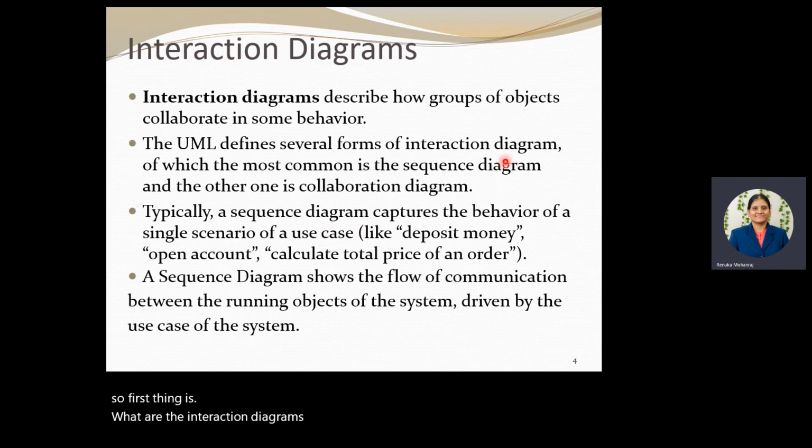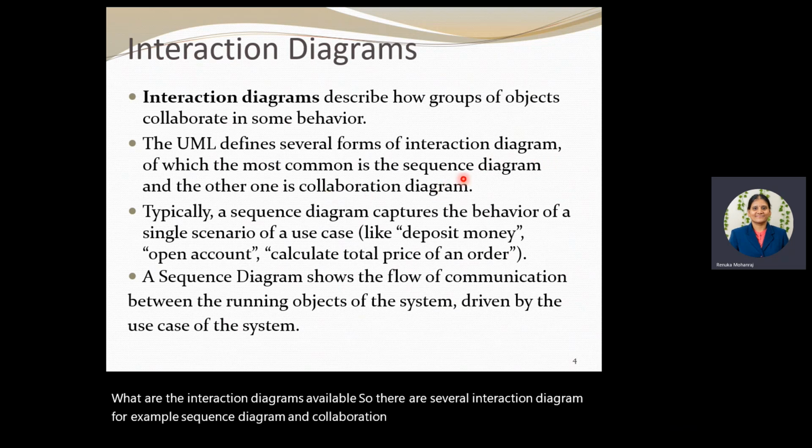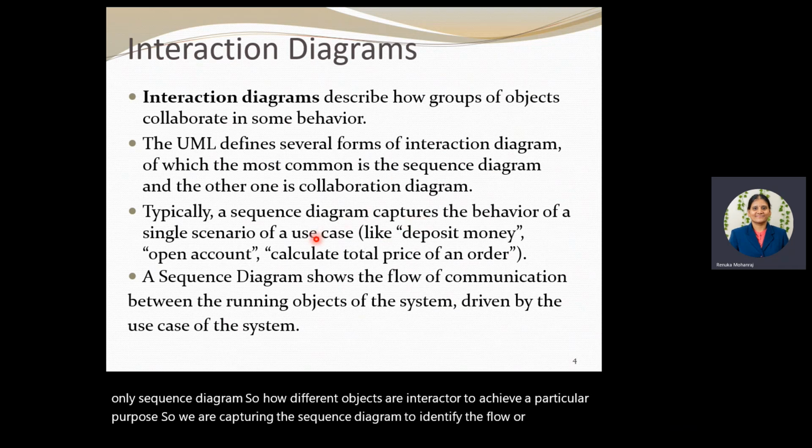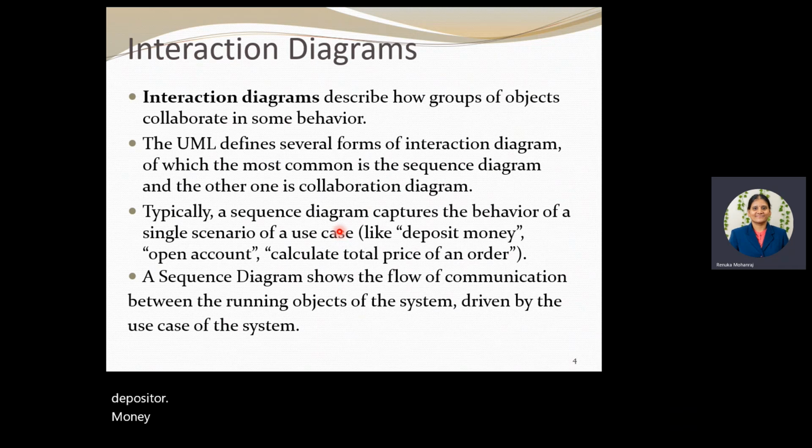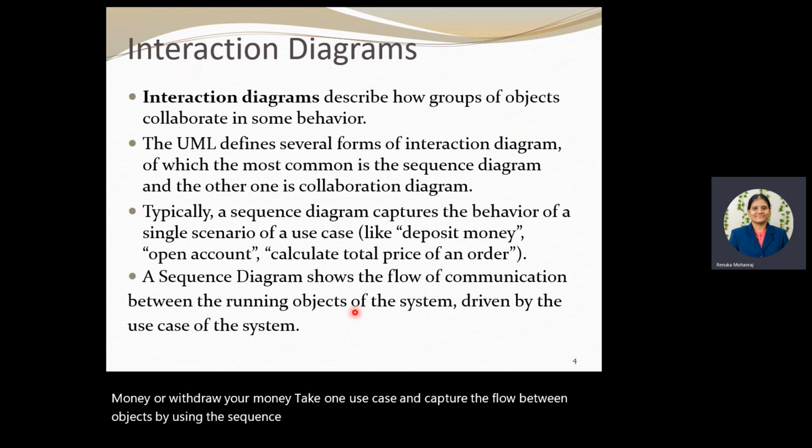There are several interaction diagrams, for example, sequence diagram and collaboration diagram. We focus in this course only on the sequence diagram. It shows how different objects interact to achieve a particular purpose. We capture the sequence diagram to identify the flow or interaction between the objects for one single scenario, which means any use case. For example, deposit money or withdraw money. Take one use case and capture the flow between the objects by using the sequence diagram. So that's what we are going to discuss.